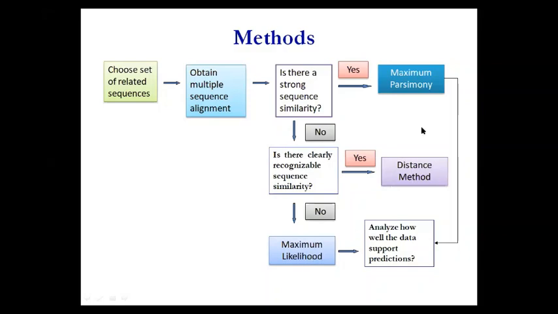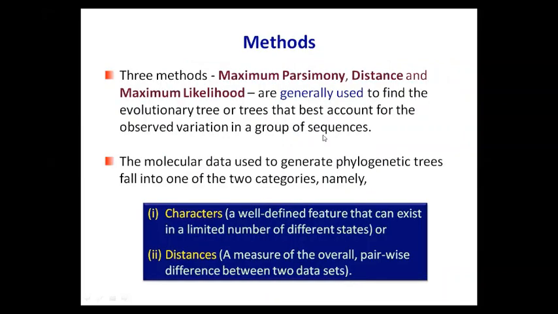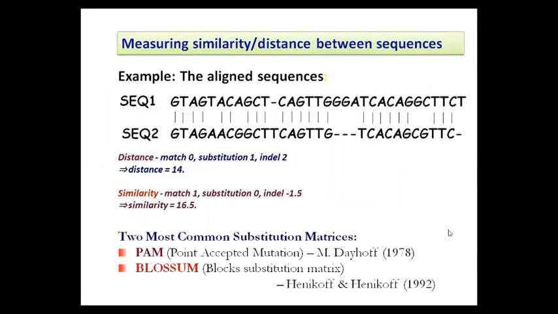Whatever method you use, finally, you analyze the data further for its validation, and ultimately, you decide about the correctness of the phylogenetic analysis. We shall discuss a little bit further on that, then it will be clear to you. So as I said, three basic methods are more commonly used: maximum parsimony, distance matrix method or distance method, and maximum likelihood method.